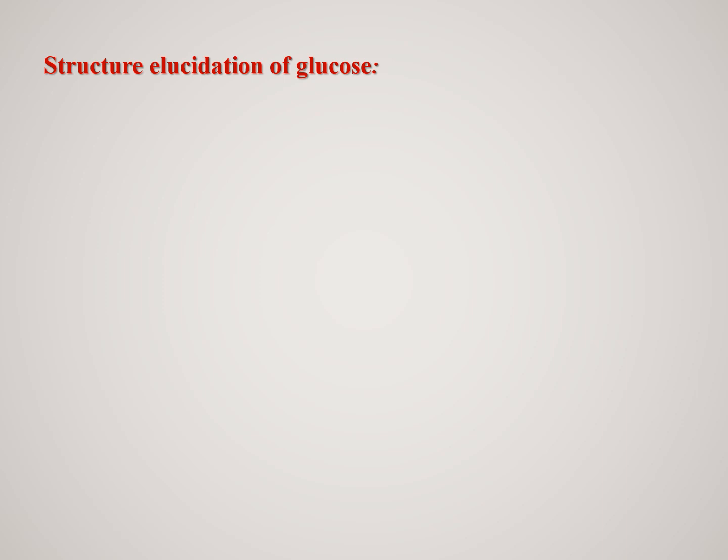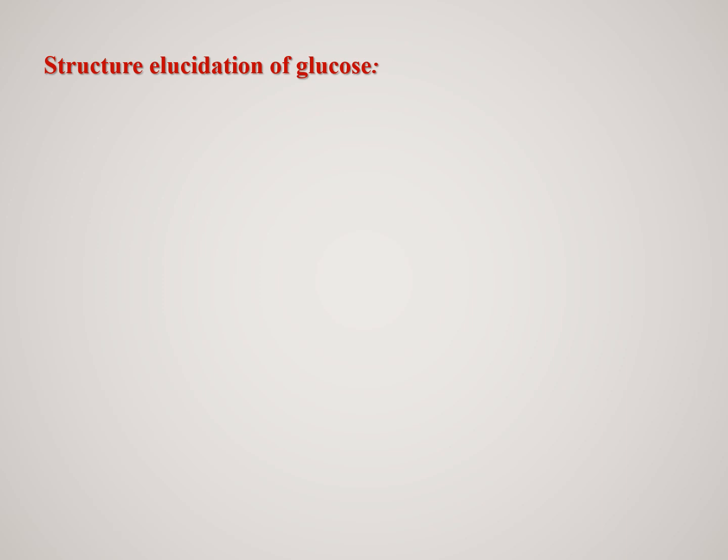Now let us understand the structure elucidation of glucose. Now, what is the meaning of structure elucidation? This is the method to identify the structural features of glucose. How are all the carbon atoms arranged? What's the functional group? How is the functional group arranged? Etc. That is what we come across under structure elucidation. Now, you must be wondering, how do we go about?